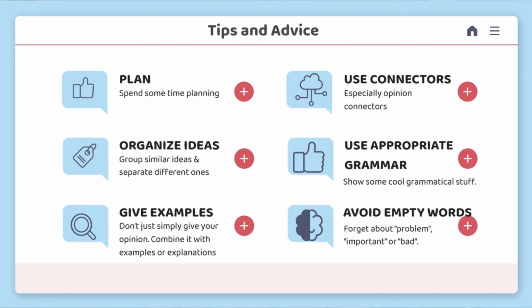The second tip is to organize your ideas. It's not only about brainstorming and listing ideas, completely disorganized, but try to group them and make sure that you know where you're going to place and where you're going to mention those.